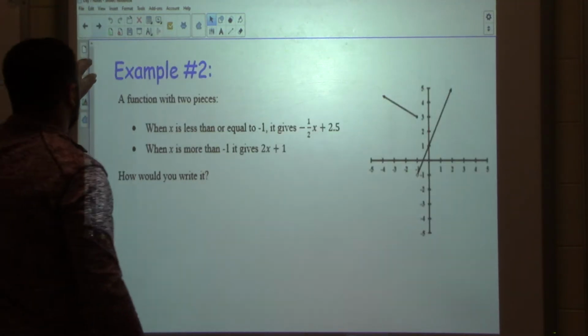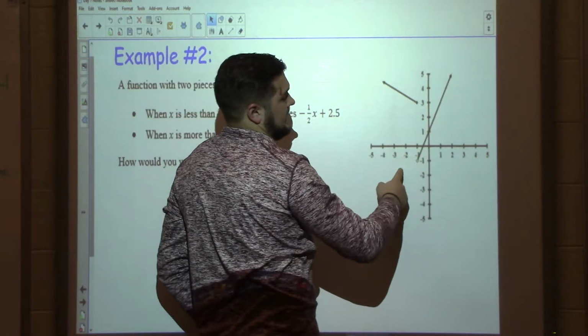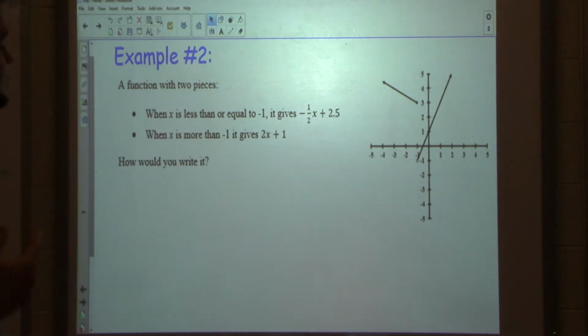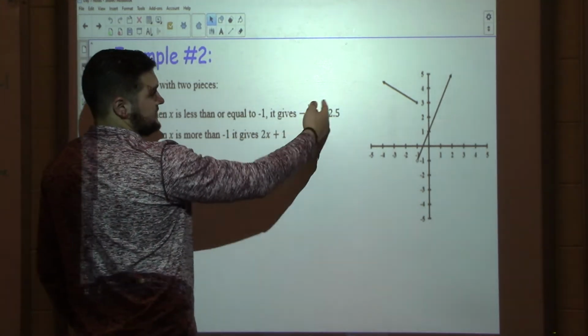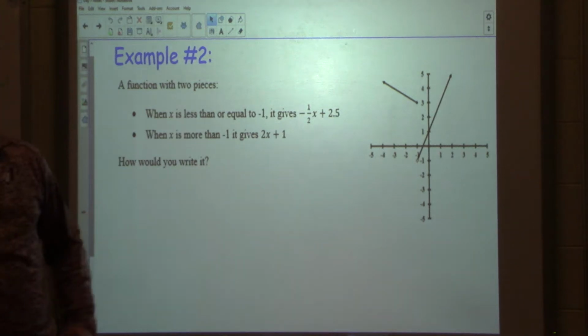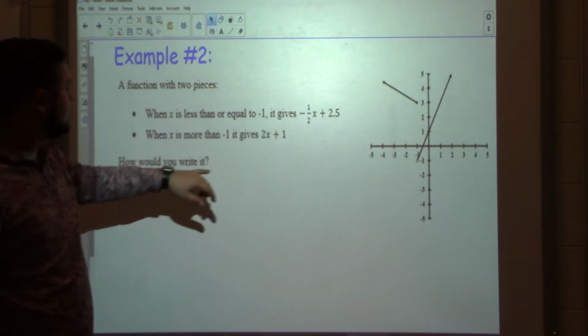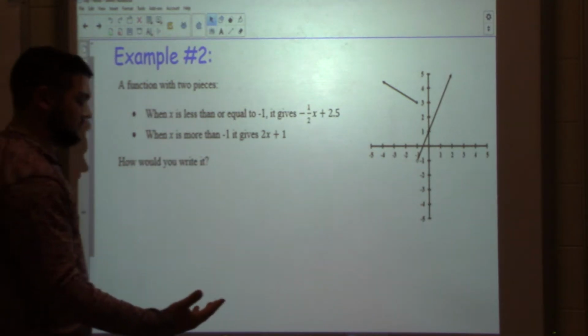So if you look at the next one, a function of 2 pieces, right? We see 2 different pieces here on our graph. We want to write it based off the criteria given to us. When x is less than or equal to -1, it gives -1/2 x plus 2.5. So that's a function we're going to use if x is less than or equal to -1. When x is greater than -1, it gives 2x plus 1.